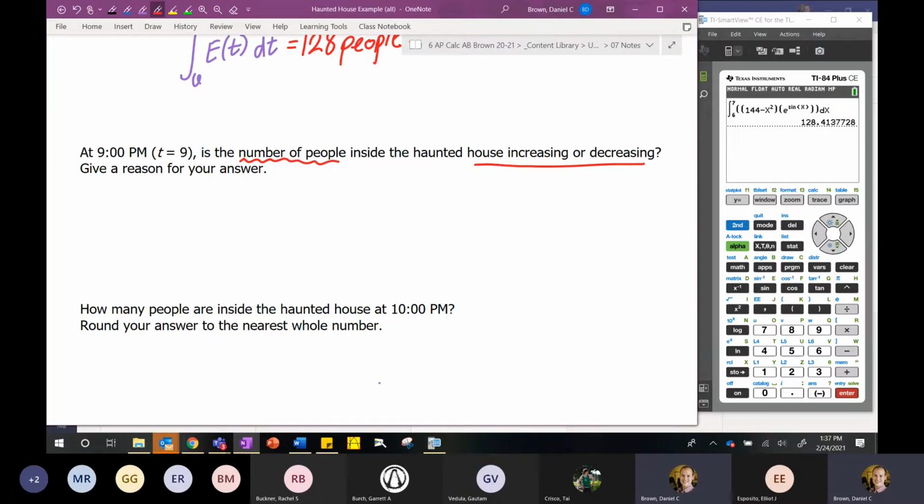So since we are looking at whether it's increasing or decreasing, if any problem is asking you to do that, you always want to compare the rates. What rates are you going to compare? You want to compare the rate in with the rate going out. So we do have two rates. One of them is a constant, so that's nice. We know that there's 110 people per hour leaving.